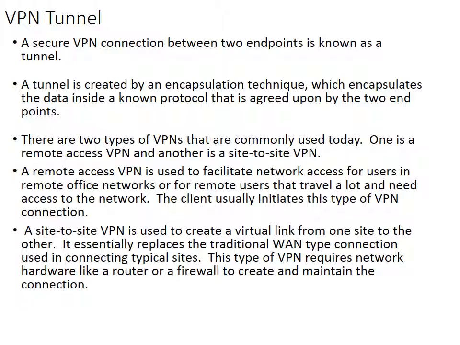There are two types of VPNs that are commonly used today. One is a remote access VPN and another is a site-to-site VPN. A remote access VPN is used to facilitate network access for users in remote office networks or for remote users that travel a lot and need access to the network. The client usually initiates this type of VPN connection. A site-to-site VPN is used to create a virtual link from one site to the other.